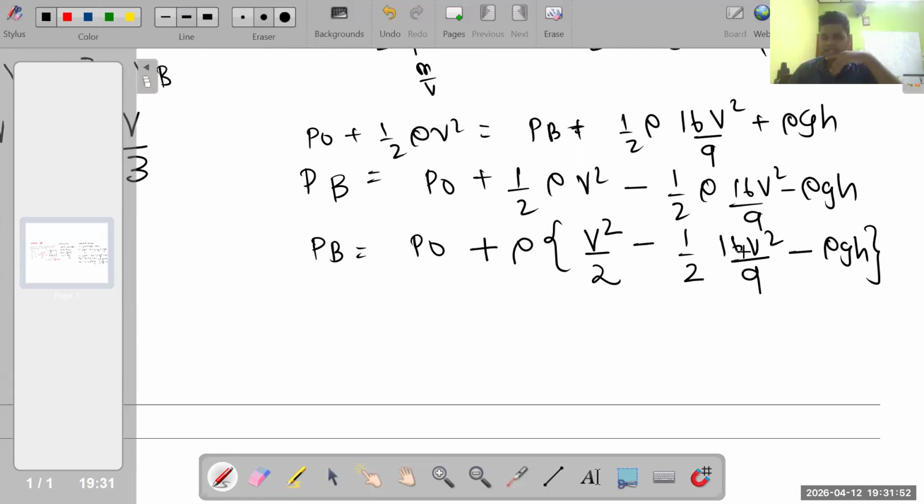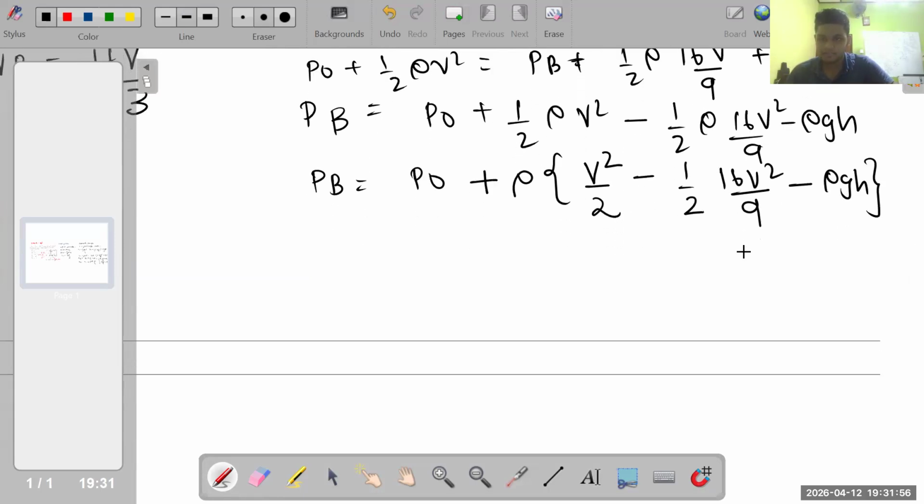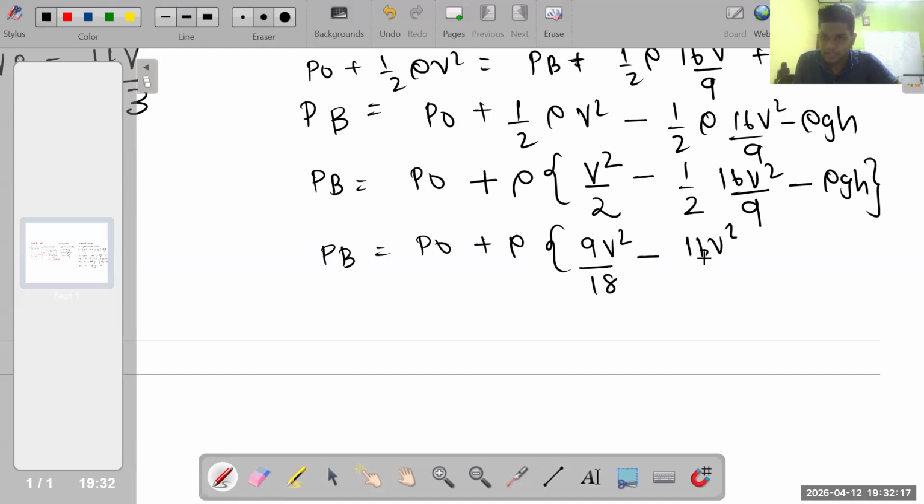What we can do here is multiply this by 9 so that we can produce 18 here. So the denominator will be the same. See here, PB equals P naught plus rho. If I multiply this section by 9, it will be 9V square divided by 18 minus 16V square divided by 18 minus rho GH. I hope that's clear.